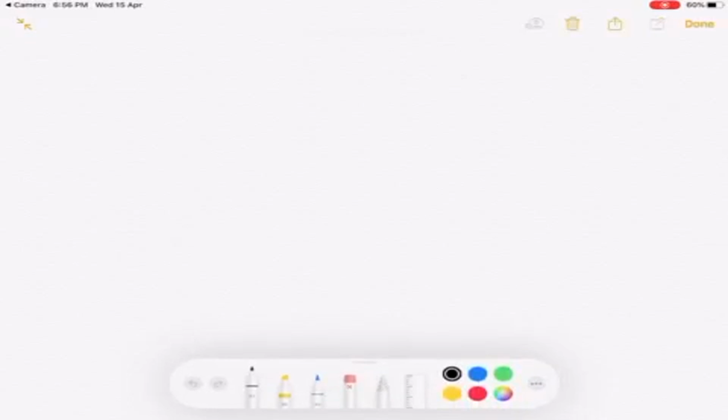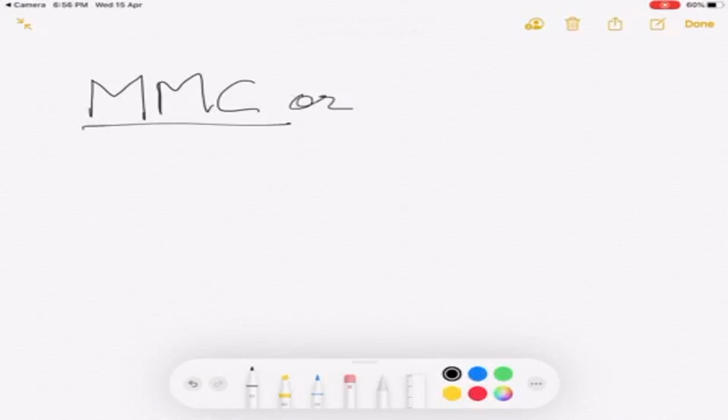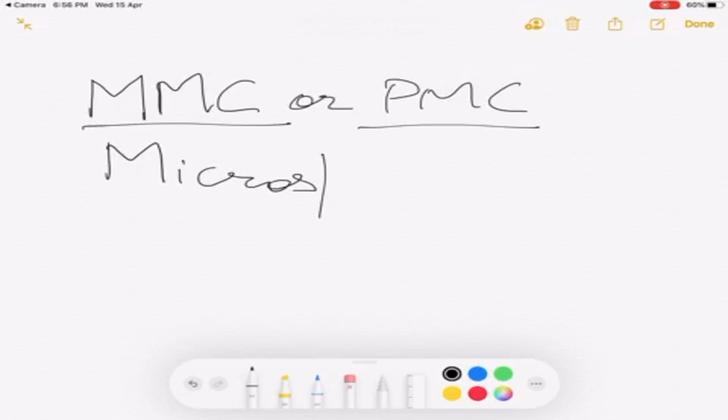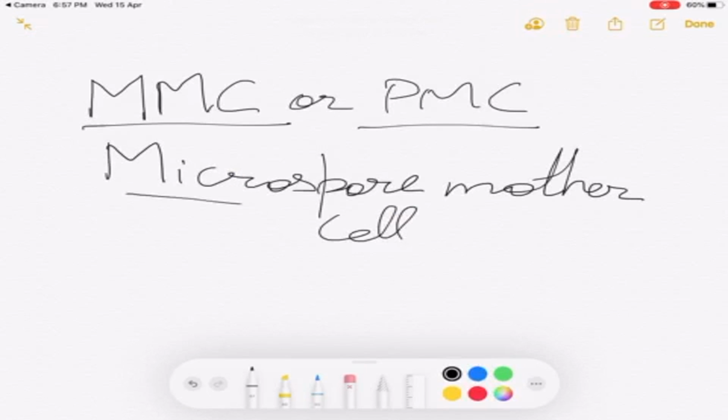Now students, keep in mind, whenever you go for the NEET exam, they will never explain what MMC is. Most of the time some questions will be asked on this term only, and students will not be able to understand what MMC or PMC is. Otherwise it is a very easy term. Microspore mother cell, why are we calling them microspore? Students, this is one word, microspore mother cell. Micro means very small.